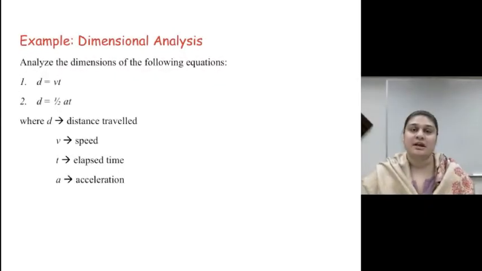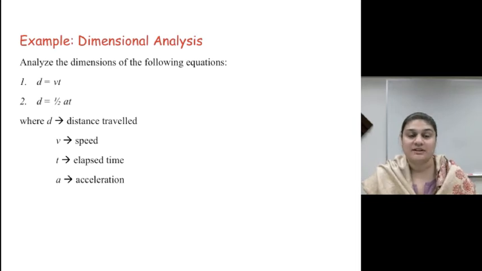Now let's look at an example of dimensional analysis. Analyze the dimensions of the following equations. 1, d equals vt, and 2, d equals 1/2 at squared, where d is the distance traveled, v is the speed, t is the elapsed time, and a is the acceleration. Now, knowing nothing about these expressions, can you figure out whether these equations are possible or not? Let's try to figure this out.